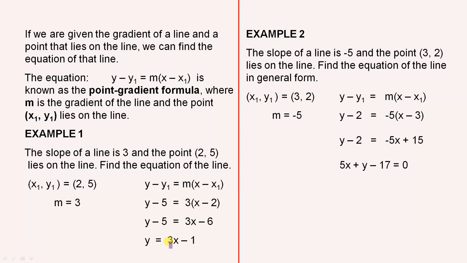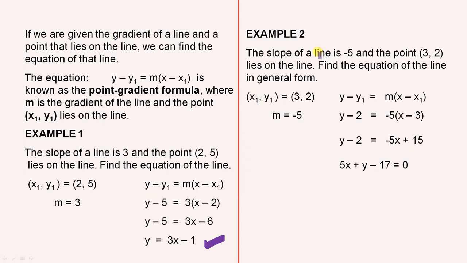And you can see that this equation has a gradient of 3 because previous videos showed us that if you have an equation of this format, this is the slope of the line. And if you substitute (2, 5) into that equation, it actually works. So that definitely is the equation of the line that we want.